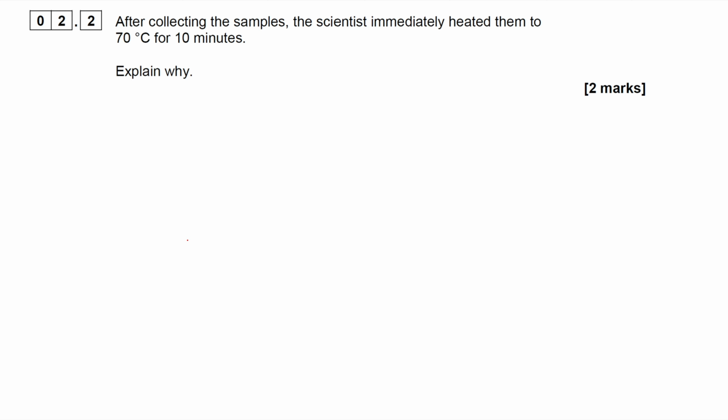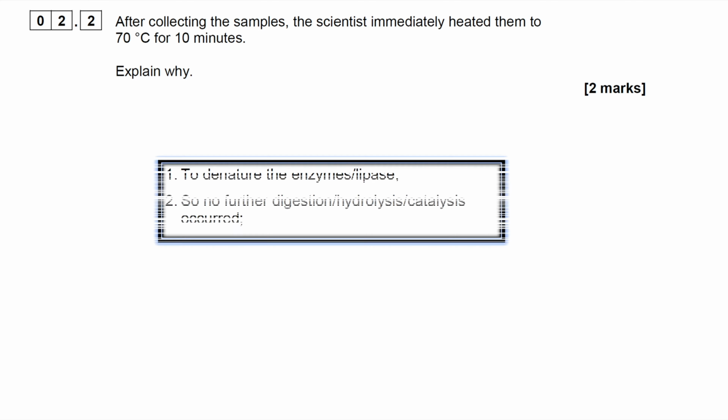Next part of this question is, after collecting the sample, the scientists immediately heated them to 70 degrees for 10 minutes. Explain why. And that question is for 2 marks, so you should cover 2 points. So the reason scientists immediately heated them at 70 C is to inactivate the lipase, otherwise the lipase will continue its action. So you can say to denature enzyme lipase. And number 2, so no further digestion, hydrolysis or catalysis occurred.